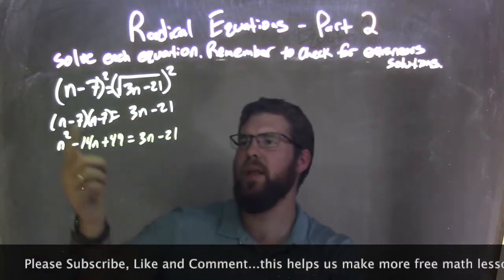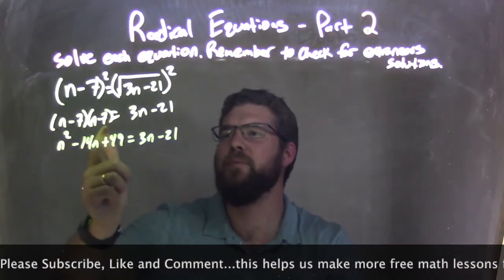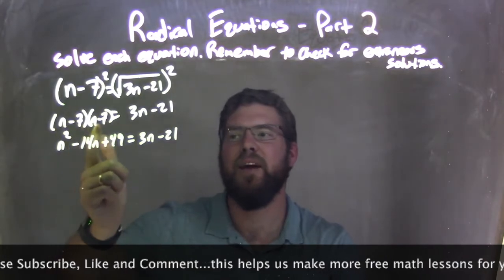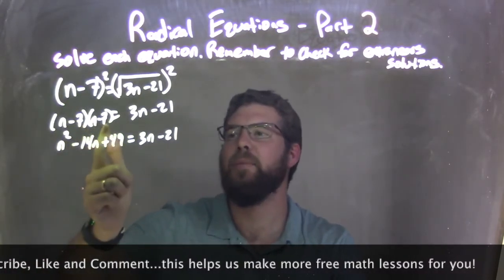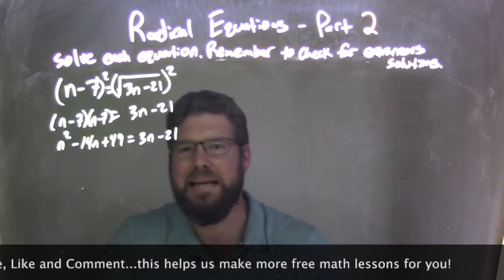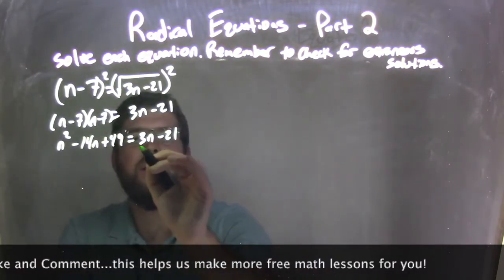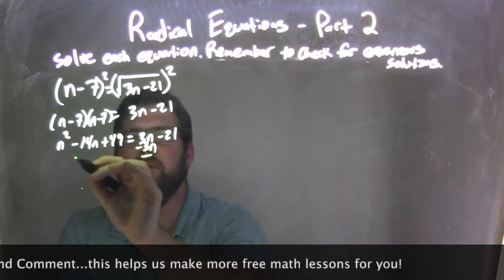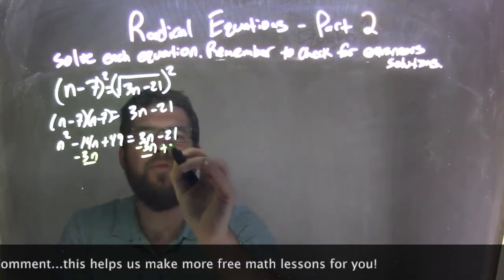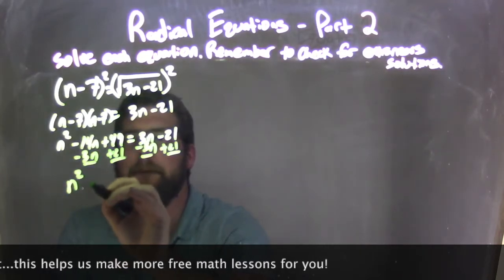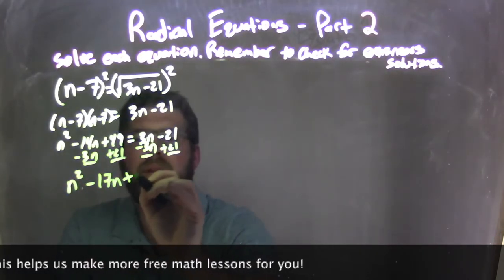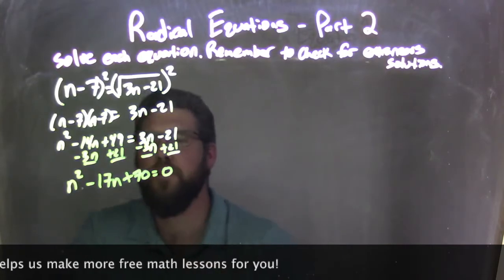n times n is n squared. n times negative 7 is negative 7n. Negative 7 times n is negative 7n. Added together gets you the negative 14n. And negative 7 times negative 7 is positive 49. Let's bring these over. Subtract 3n from both sides, since it's a like term, and add 21 to both sides, leaving me with n squared minus 17n plus 70 equals 0.